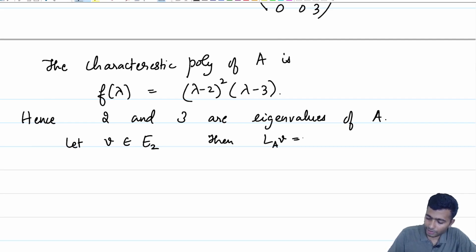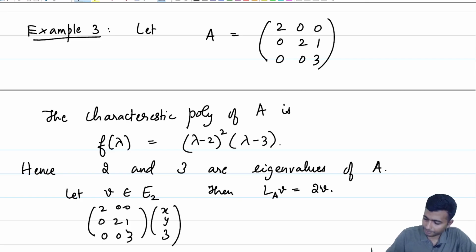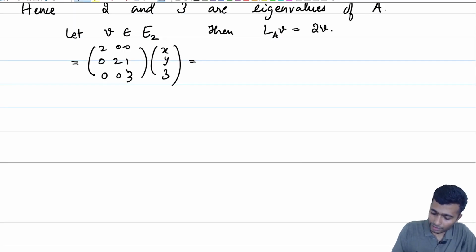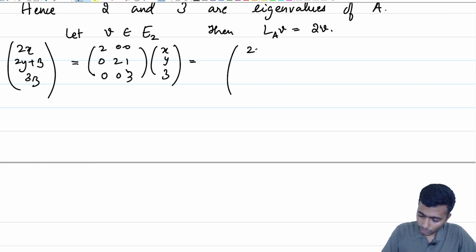Then Av should be equal to 2 times v, that is what it means. In other words, the matrix [2 0 0; 0 2 1; 0 0 3] times (x, y, z), which is equal to, I am writing to the left what it is, (2x, 2y plus z, 3z). This should be equal to (2x, 2y, 2z).